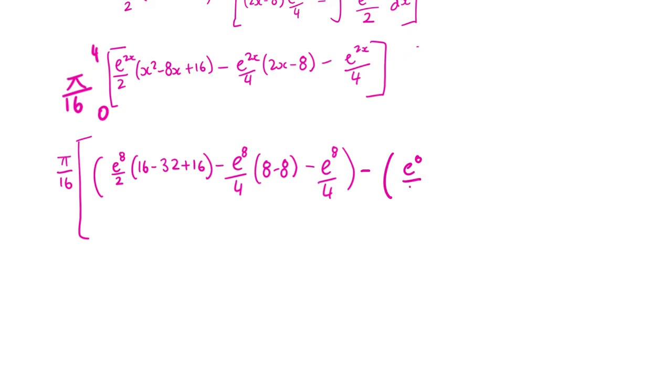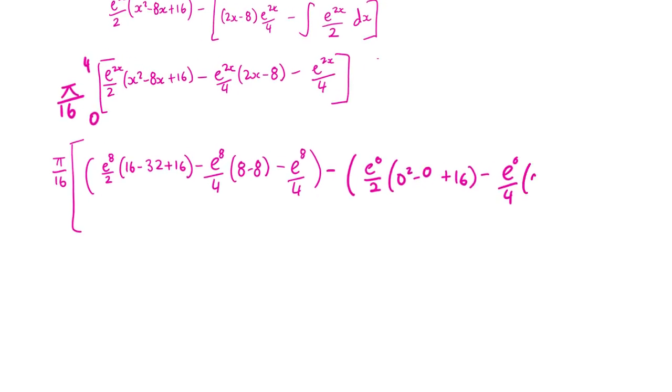e to the 0 over 2, lots of 0 squared minus 0 plus 16, minus e to the 0 over 4, 0 minus 8. Minus e to the 0 over 4. Okay. So, 16 minus 32 plus 16. Is everyone happy that this is definitely going to give me 0? This is going to give me 0. Yeah, what's 8 plus 8? 0.